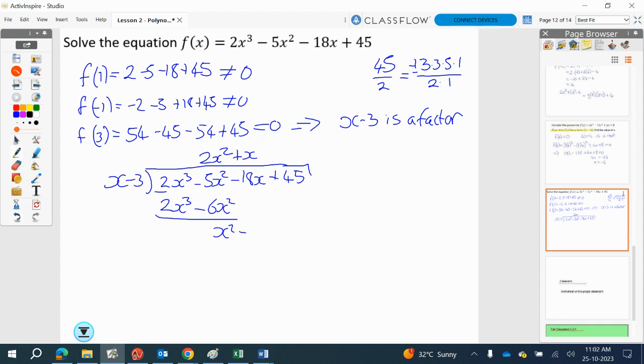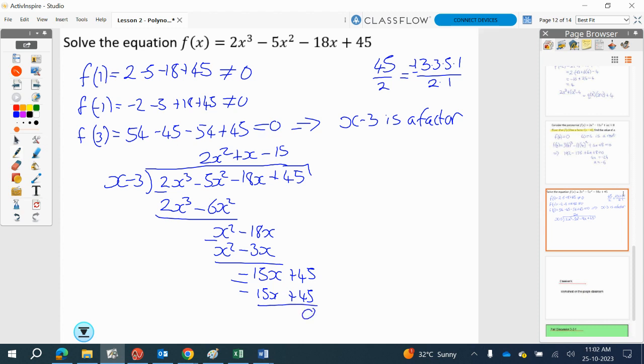So let's drop a term down. We get x squared and we get minus 3x. We do the subtraction, what will we get? Minus 15x. What do we multiply x by to get minus 15x? Minus 15. Minus 15 plus 45. So minus 15 times x is minus 15x. Minus 15 times minus 3 plus 45.